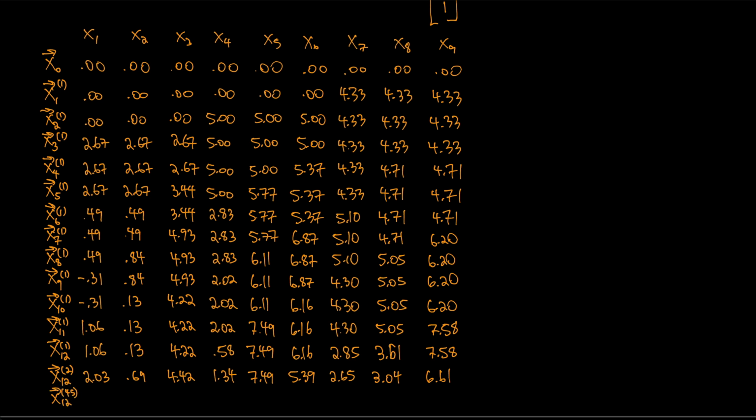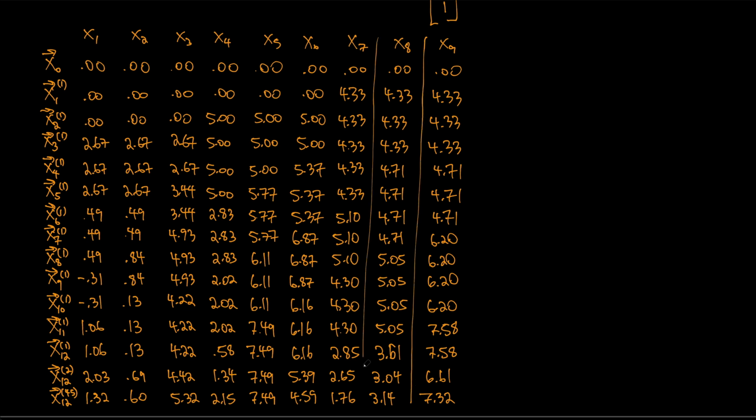And then if we kept doing this, when we get to the 45th cycle, then x12,45 turns out to be 1.32, 0.60, 5.32, 2.15, 7.49, 4.59, 1.76, 3.14, 7.32. And there's our table of pixel densities.